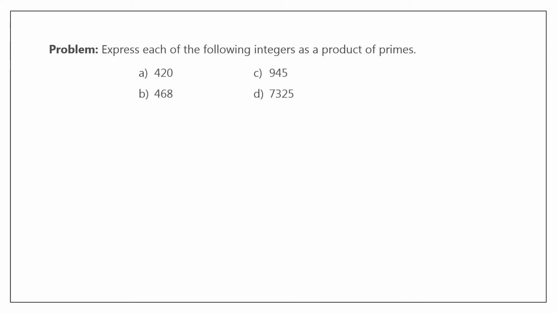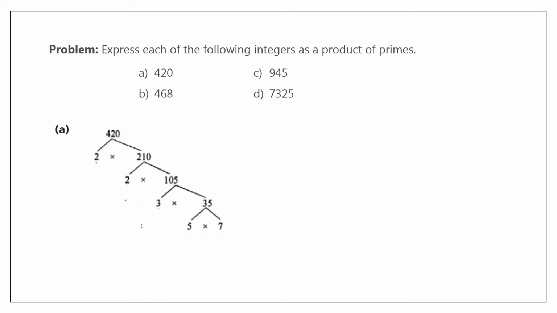Express each of the following integers as a product of primes. He has given some numbers. You have to write these as a product of primes. As he didn't mention any method, we can use either the factor tree method or the long division method. I will use the factor tree method to find the prime factorization of all these four numbers.